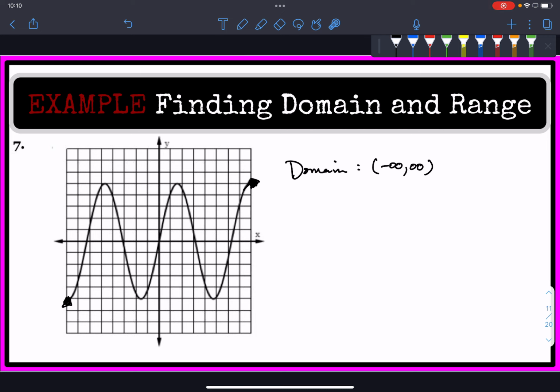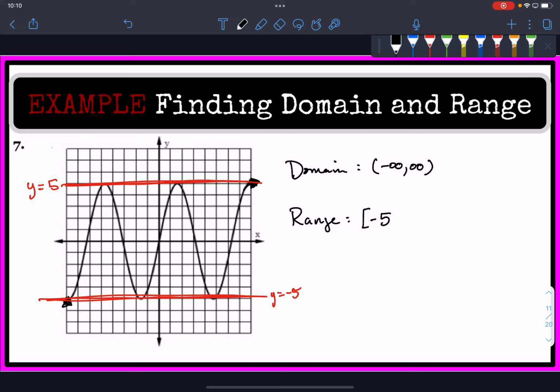Now we have to assume again that the graph is going to follow the same pattern and is going to make the parabolic shape. So that means that the highest point that the graph reaches is this horizontal line at 5, and the lowest that it reaches is the horizontal line y is equal to negative 5. So the range of this function would be all of the y values between negative 5 and positive 5.